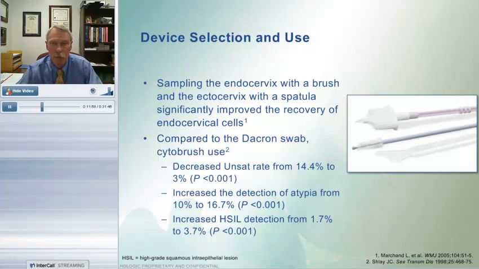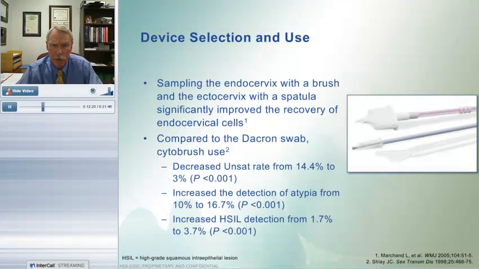Device selection for collection is another important consideration. Sampling the endocervix with a brush and using a spatula for the ectocervix, a brush for the canal into the uterus is appropriate. We'll talk about collection devices in a moment.